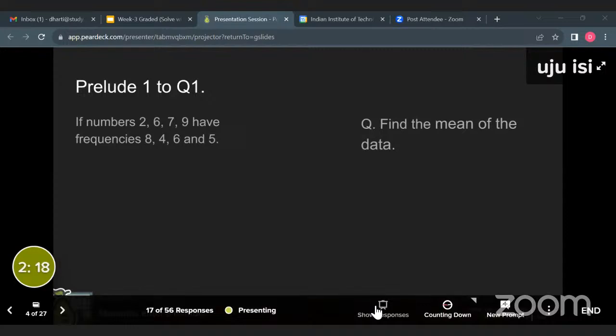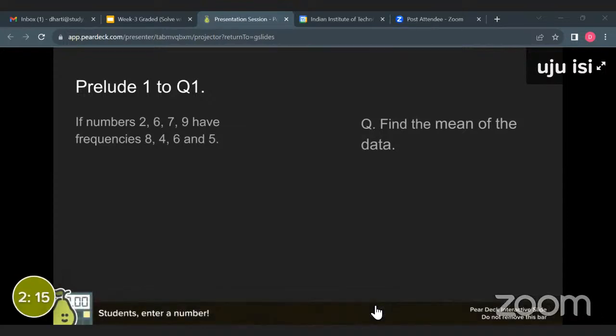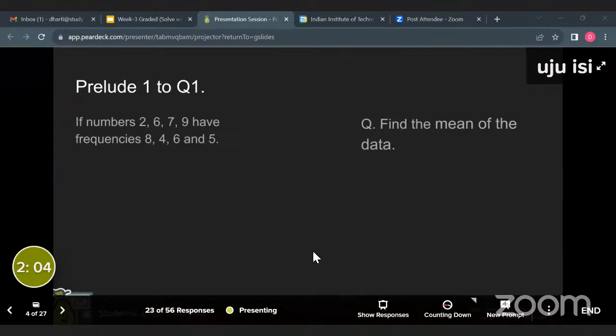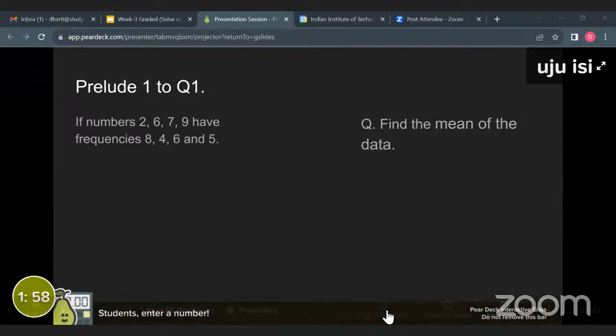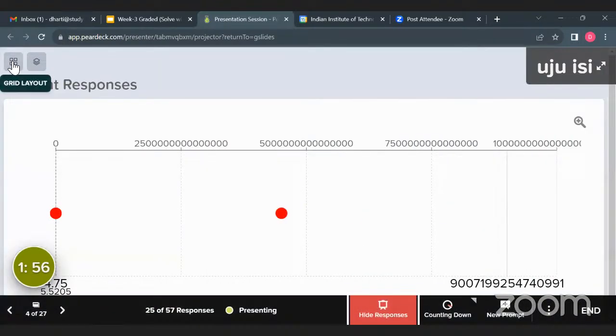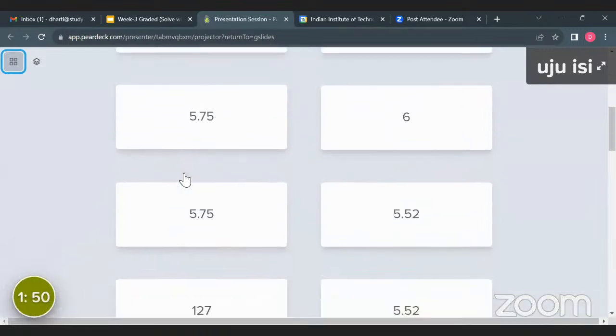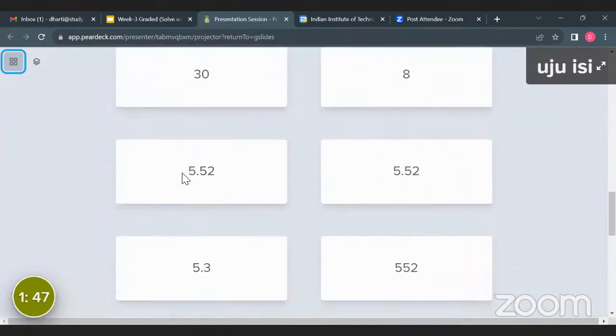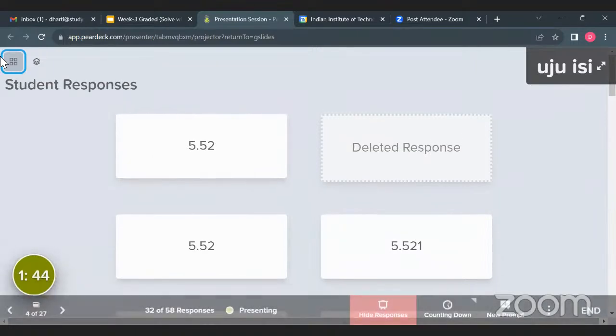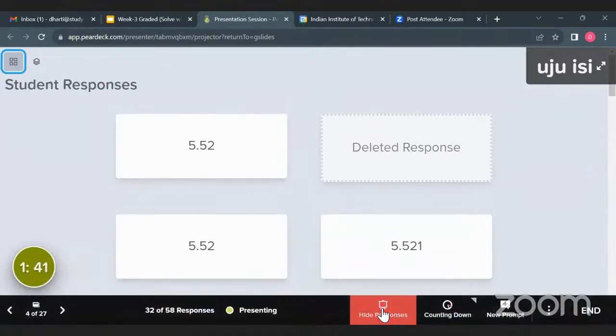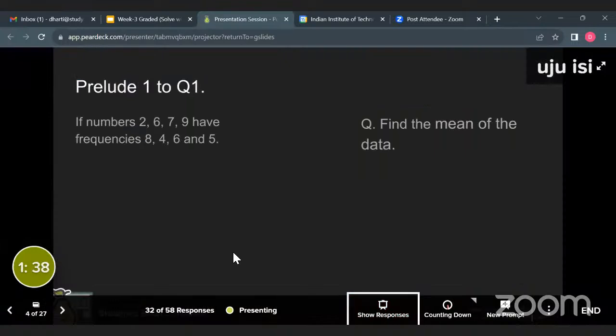If there is any difficulty, you can discuss with me also. The number 2 is there in the data set 8 times, 6 is there 4 times. That's easy, ma'am. No problem. I hope 3 minutes is enough. We have got varieties of answers here. Ma'am, the mean is 5.52.